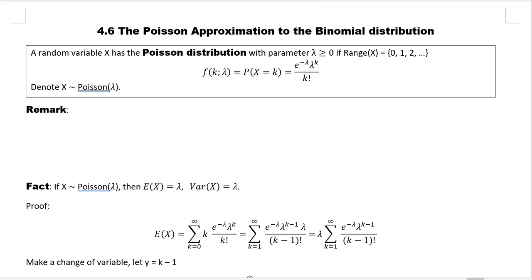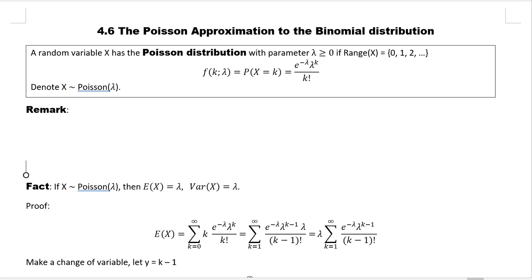A random variable x has the Poisson distribution with parameter lambda greater or equal to 0 if the range of x is 0, 1, 2, etc., with the probability mass function f of k semicolon lambda equals P of x equals k equals e to the minus lambda times lambda to the k over k factorial. And we denote: x has the Poisson distribution with the parameter lambda.